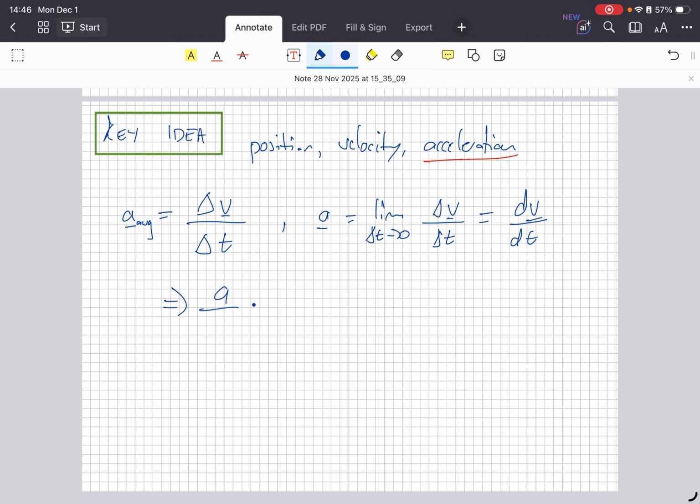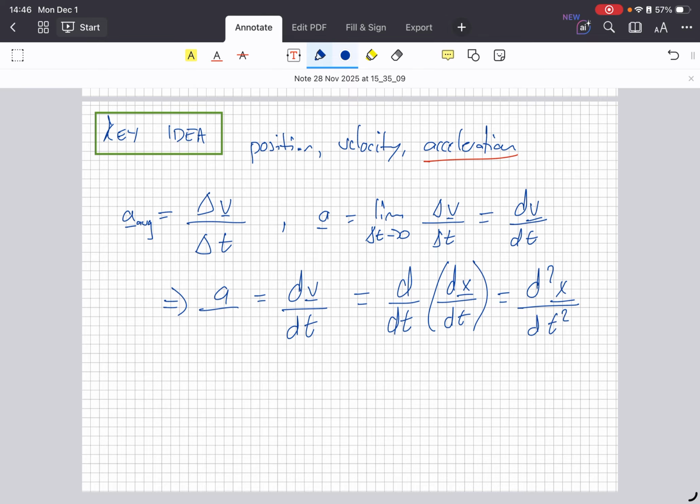Acceleration is equal to the rate of change of velocity with respect to time. But because velocity is just the rate of change of position with respect to time, this is just d by dt of dx by dt, because you'll recall that's the definition of v. So we then have d2x by dt squared. We have this chain of relationships between acceleration, velocity, and position.